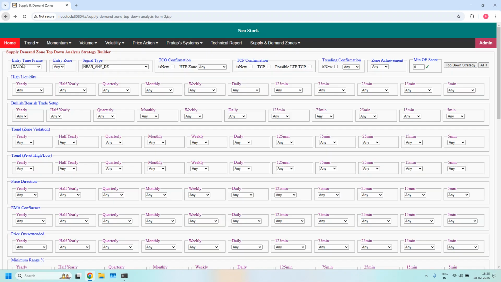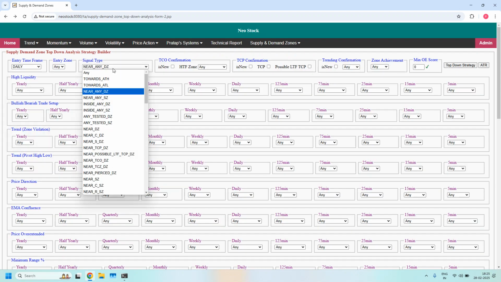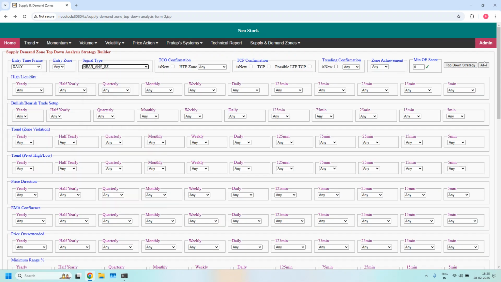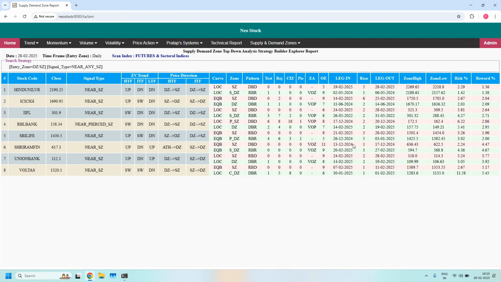Okay, next, for daily time frame, let us find the stocks near daily supply zone. We got 8 stocks. Let's verify any high liquidity supply zones from this list. We don't have any daily high liquidity supply zones.